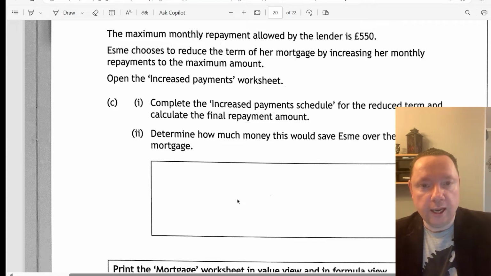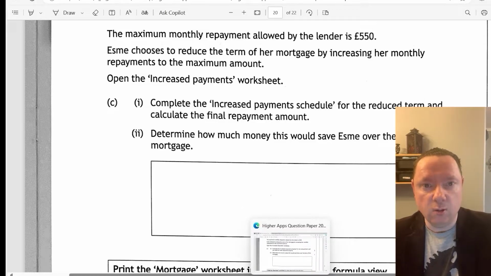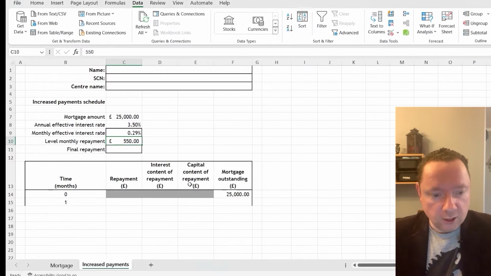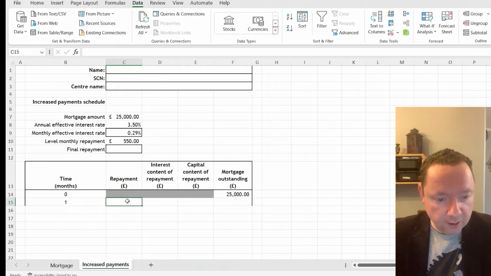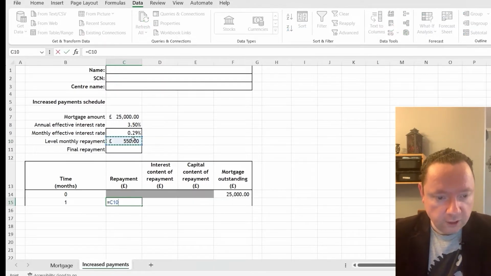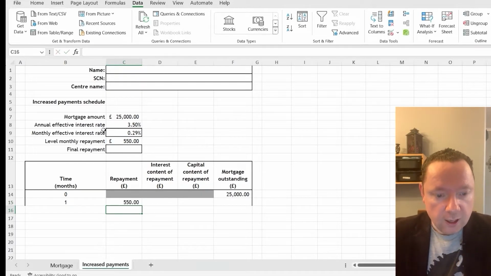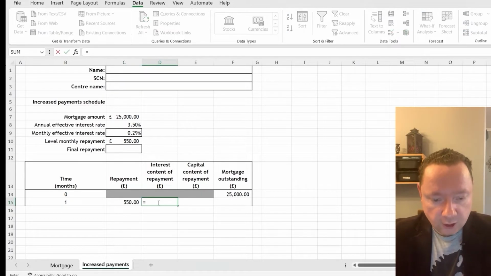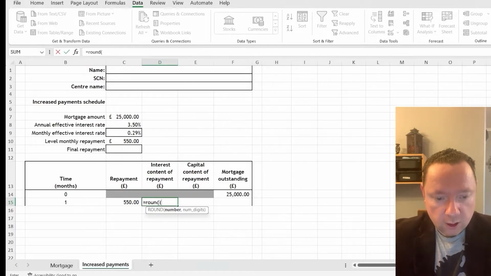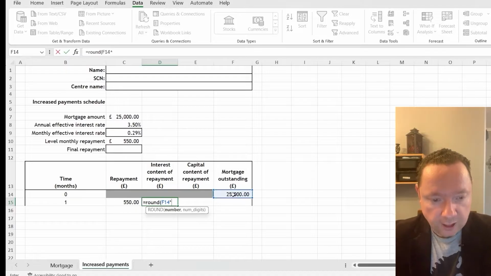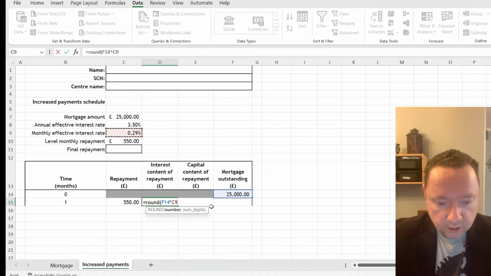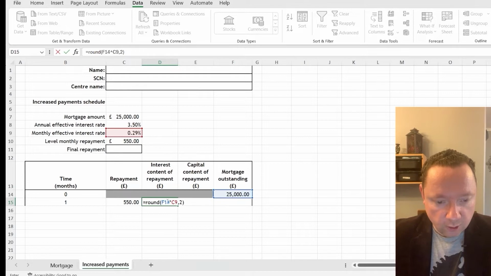So we're actually going to have to guess or work out how long it takes her with a monthly payment. So we're just going to copy down until we get 0. That's interesting. So the repayment is always going to equal this, and that's dollared. And we're not goal seeking, this is a set repayment. Interest content of repayment, as per usual, equals round, and we're going to do this times the monthly effective interest to 2 decimal places, and make sure you put dollars on anything outside the table.